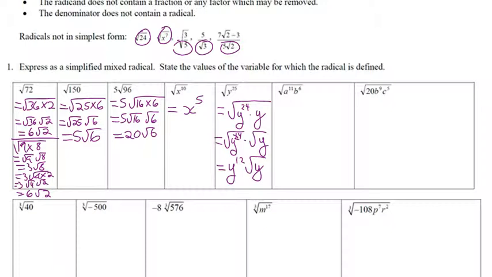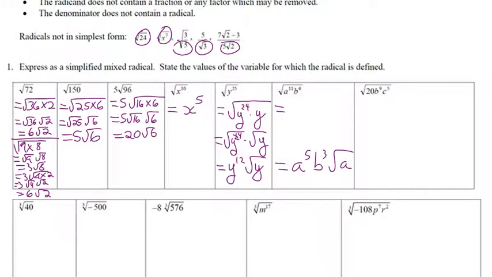All right, root a to the 11th, b to the 6th. So you could just write it out, right? You can go a to the fifth b cubed root a. That's what it's equal to. So it's equal to a to the fifth b cubed root a.